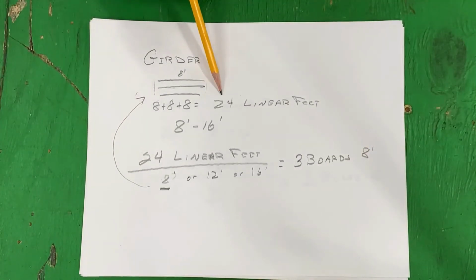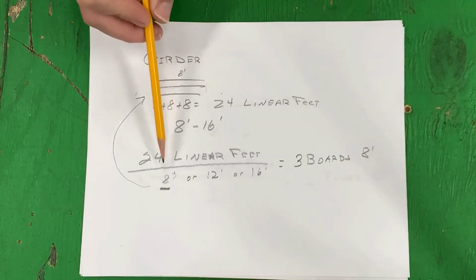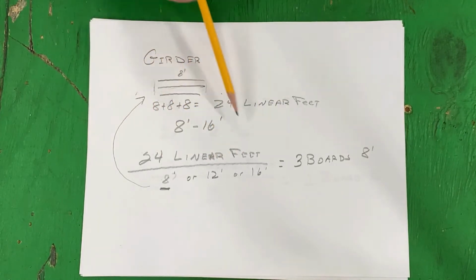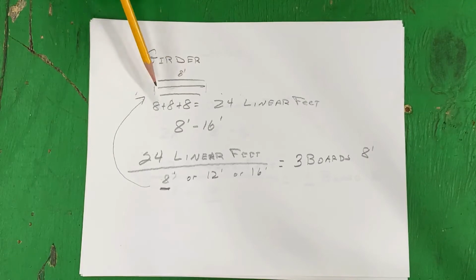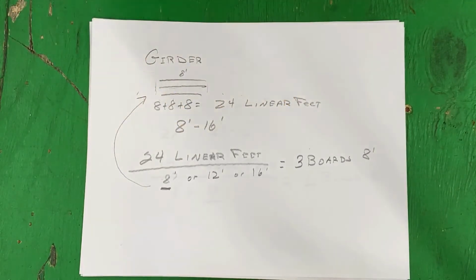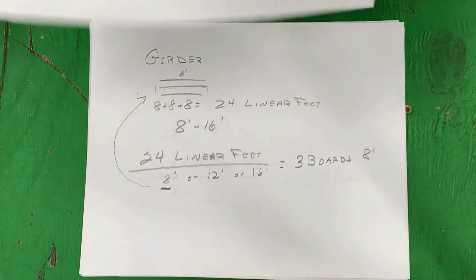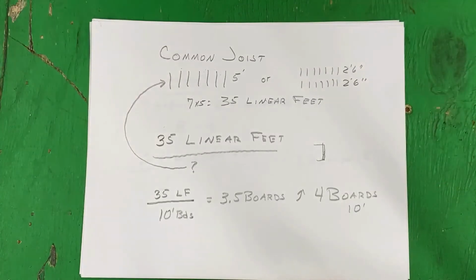Girders, I need 24 linear feet. I've got a choice of 8s, 12s, or 16s. I could buy 2 16s, but then I've got 8 feet of wastage, or I can buy 3 8-foot boards. And the longer the board gets, the more expensive it gets per foot. An 8-foot board per foot is generally a little cheaper than a 16-foot board. And usually that's counterintuitive for volume when you're buying material. Usually the more you buy, the cheaper it is.